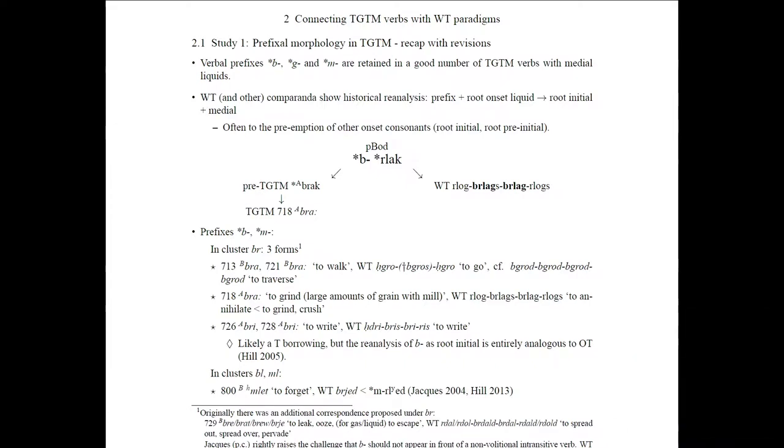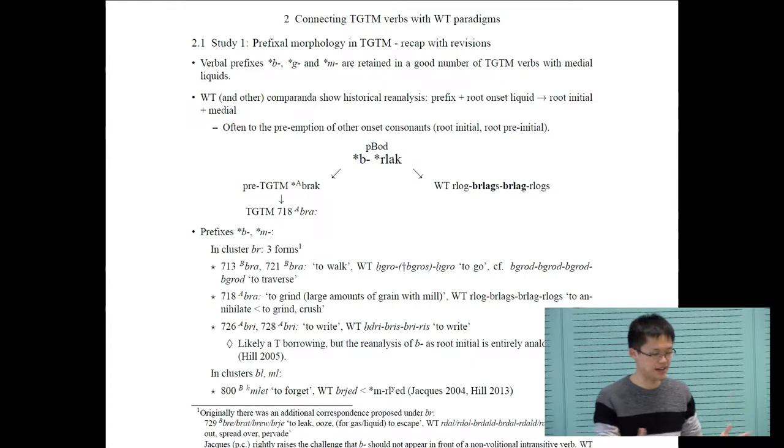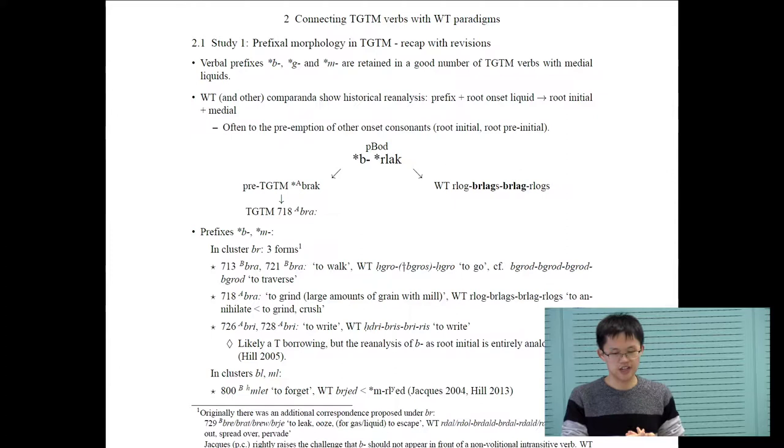So the first one is really the beginning of this entire project. And this is to start to look for written Tibetan-like verbal morphology in TTTM. Now, the conclusions are that verbal prefixes B, G, and M are retained in a good number of TTTM forms with medial liquids.